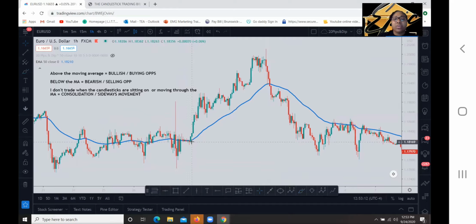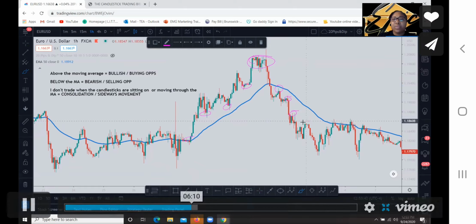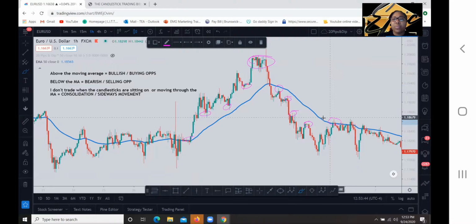But here, price bounced off of the moving average, right? So this is bullish momentum. Now you have buying opportunities here. When we talk about market structure, you had an opportunity to buy here every time it pulls back. Then we had a range of consolidation. It broke through, retested. Now, when it's below the MA, you have bearish momentum. Now you have selling opportunities, even when it pulled back.